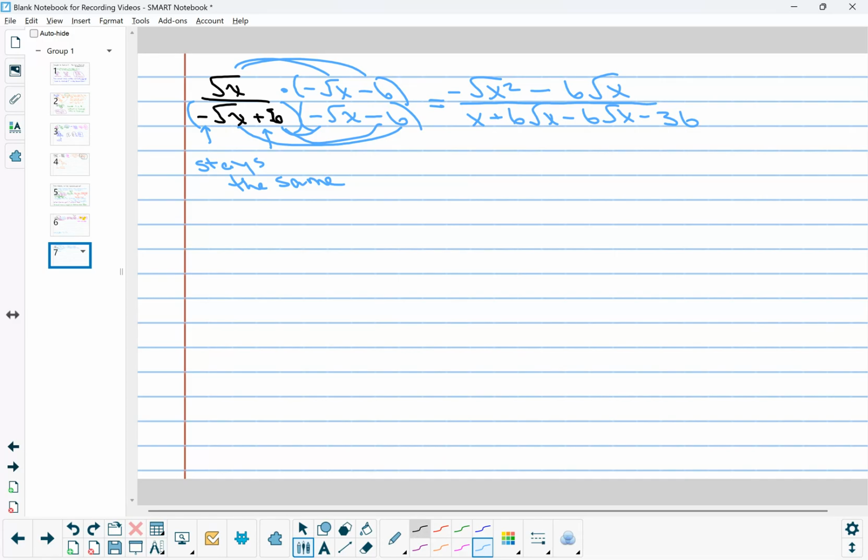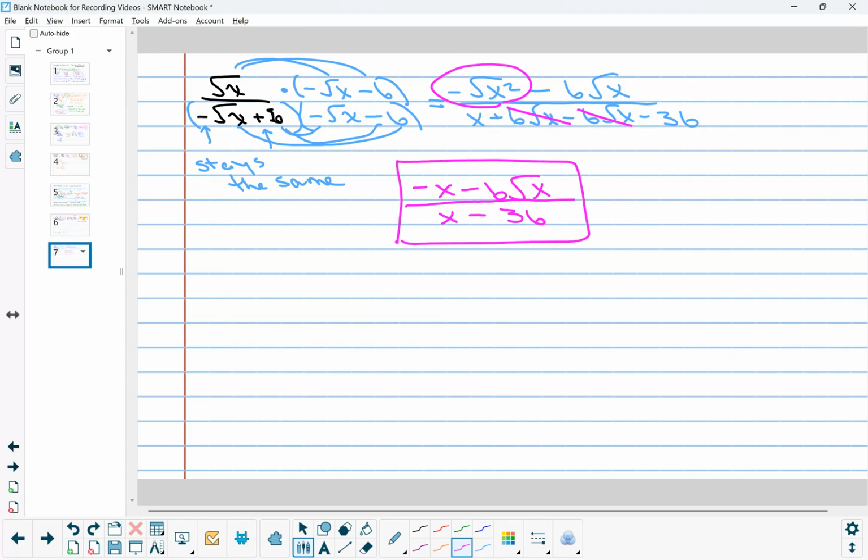Okay, so I can still simplify this guy. So I've got a negative x minus 6 rad x. These will cancel out. And then I've got x minus 36 on the bottom. Now, a common error. This is your answer, okay? That's your answer. A common error that people want to make is they want to cancel these x's. You cannot do that.